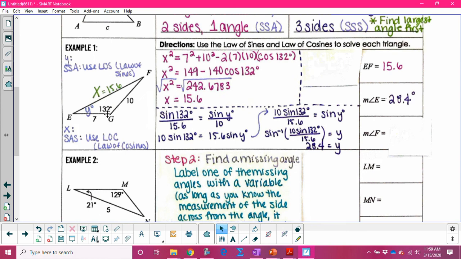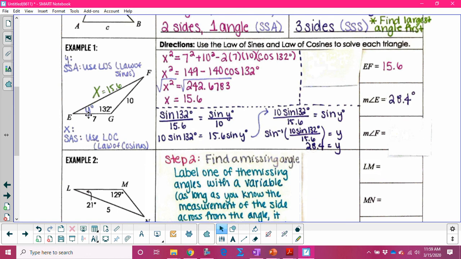I wanted to find a missing angle. It did not matter whether I found E or F first, because the largest angle of the triangle was already found, which was 132 degrees. There's only one obtuse angle in a triangle, which means this one right here was the largest angle. So I found angle E first.